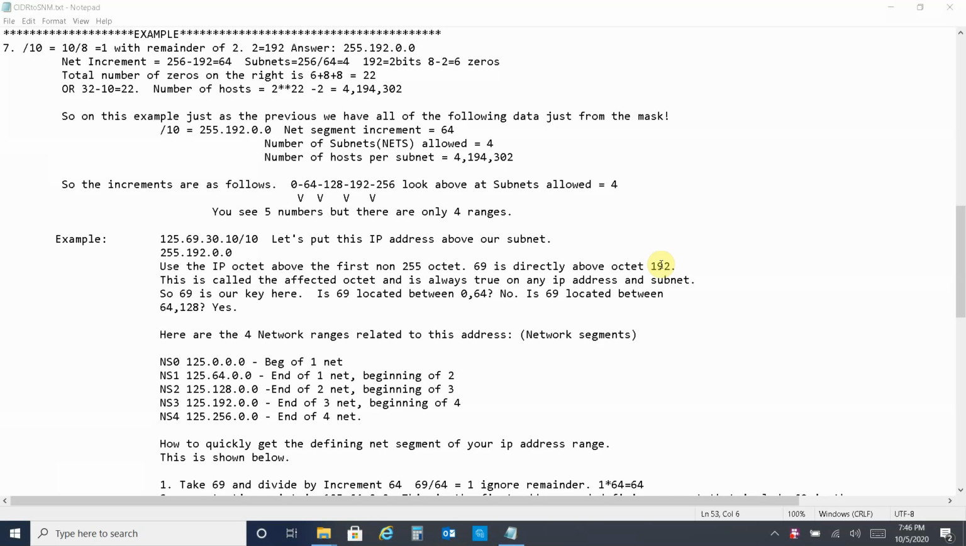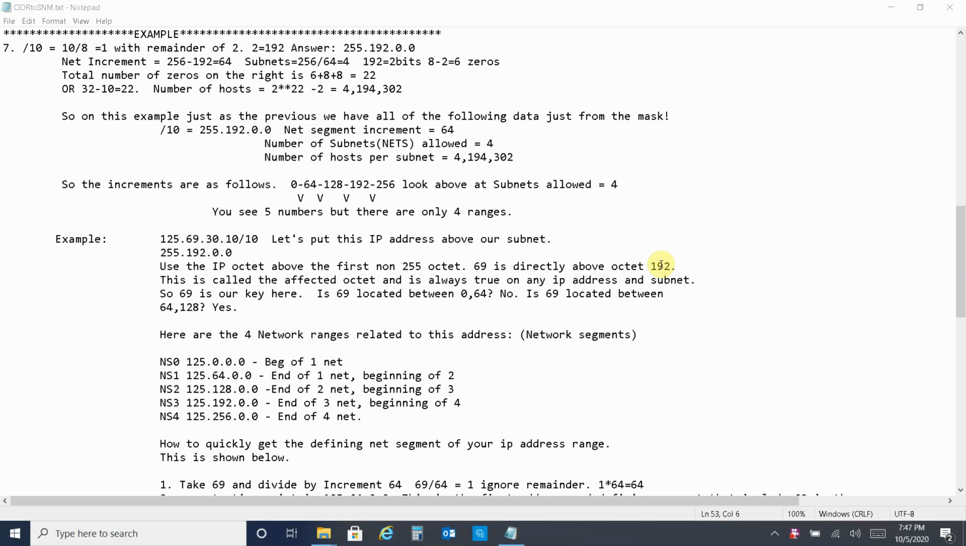Okay, like I promised, this is a real example. We're continuing on here, and you will be able to see more of this in part 2. But let's start here. I'm trying to keep this under an hour. So here we have a /10. All we do with that, we do 10 divided by 8. It is 1 with a remainder of 2. And 2 equals 192. So we got 255.192.0.0.